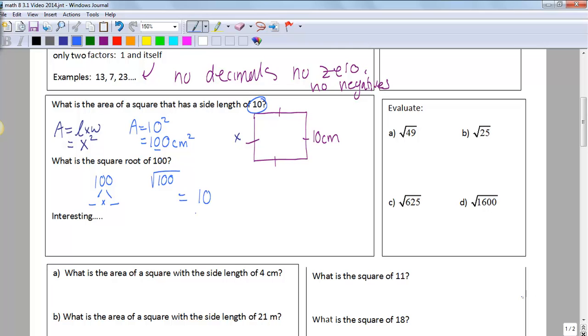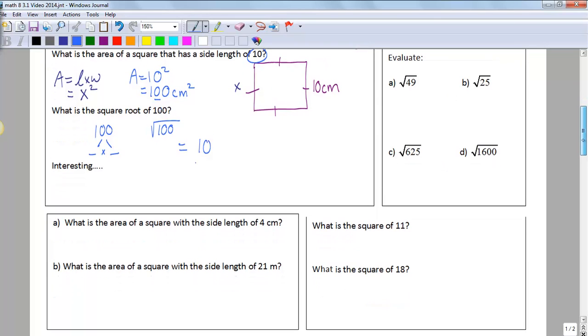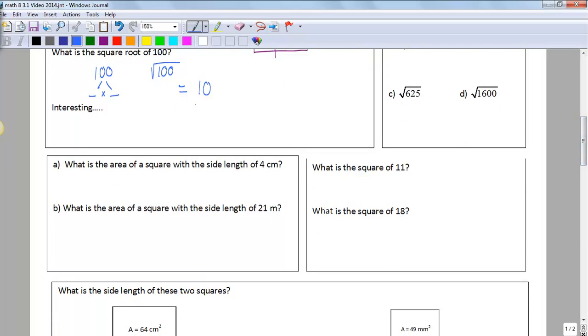Why don't you pause the video here? Got a couple questions, some just basic evaluation. You just want to put in the number. Square root of 49, 7, easy enough. Right down here, what's the area of a square with a side length of 4? Remember, area is x squared, or side squared.